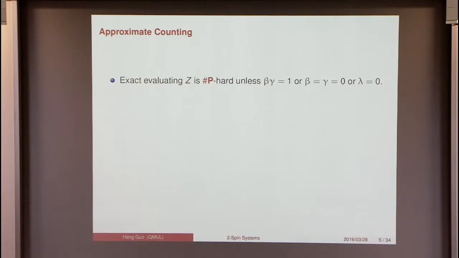And so in this talk, we are going to talk about approximate counting. The reason is that the exact evaluation of Z is #P-hard, unless in some trivial cases like beta times gamma equals 1, or beta equals gamma equals 0, or lambda equals 0 for non-negative parameters.